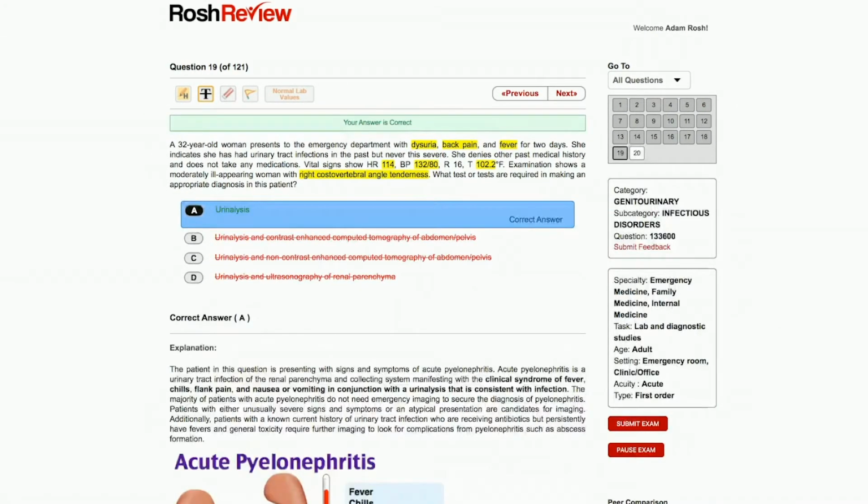And indeed it is. The patient's diagnosis is acute pyelonephritis. It needs to be treated with antibiotics. And otherwise, we can make that diagnosis both with a urinalysis and also with her clinical presentation.